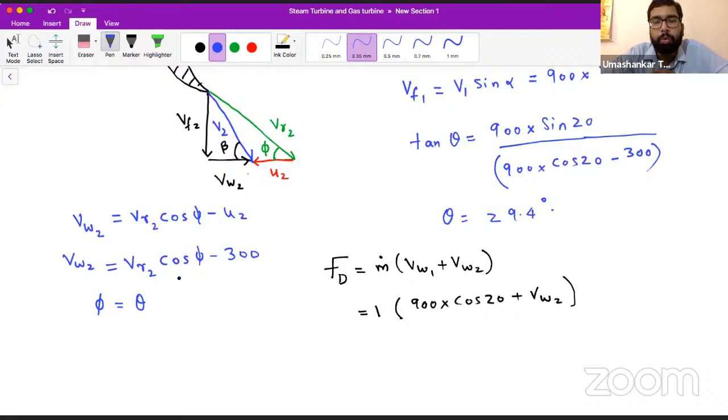Equiangular, what do we mean by that? It means the blade angles at the entry and at the exit are the same. So we have phi equal to theta by considering that our blade is symmetrical.